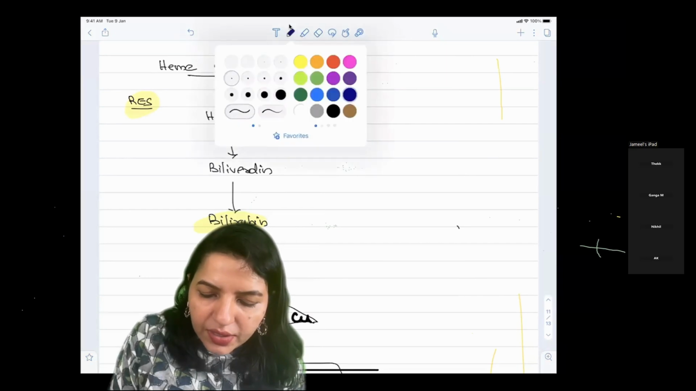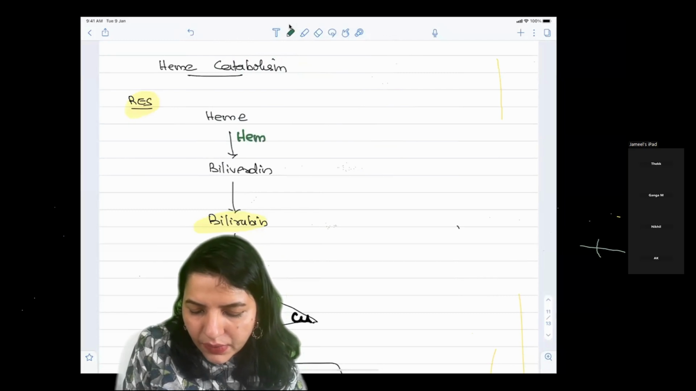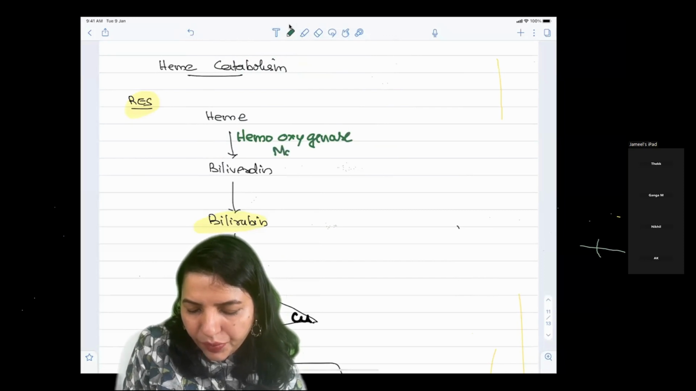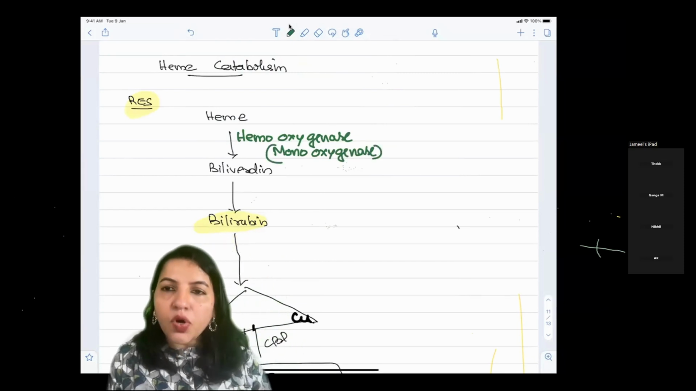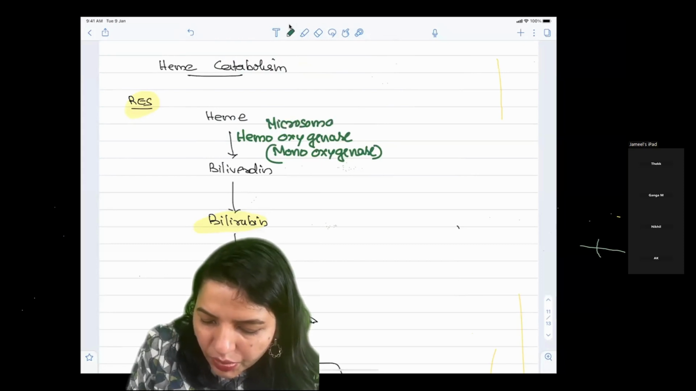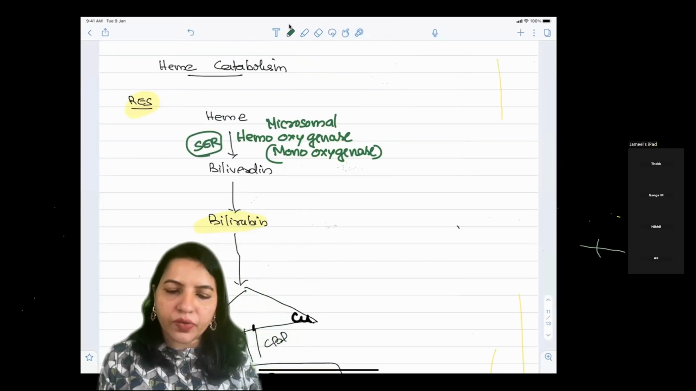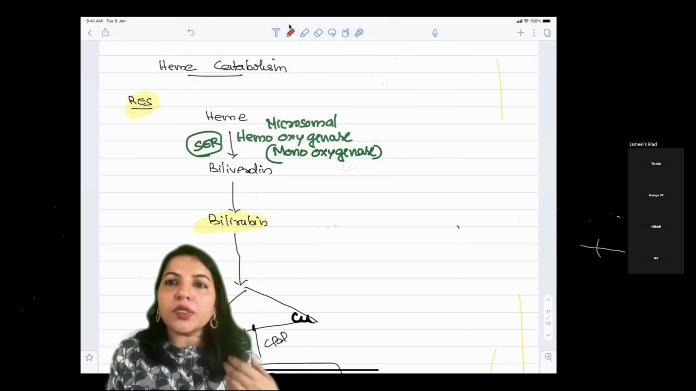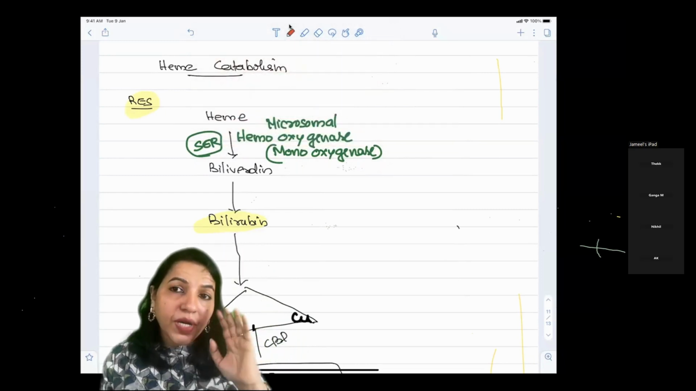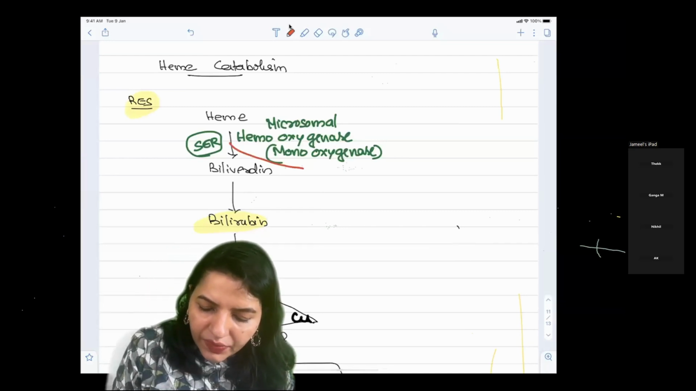So there are a few questions that you can get here. What is the first enzyme here? This enzyme is heme oxygenase. This is a type of monooxygenase. So heme oxygenase is the enzyme, and this enzyme is otherwise called microsomal heme oxygenase because this reaction is taking place inside the smooth endoplasmic reticulum. The question that you can get here is, what are the products of heme catabolism? So this microsomal heme oxygenase system has a very important product being formed. Please do learn it. Very, very important.